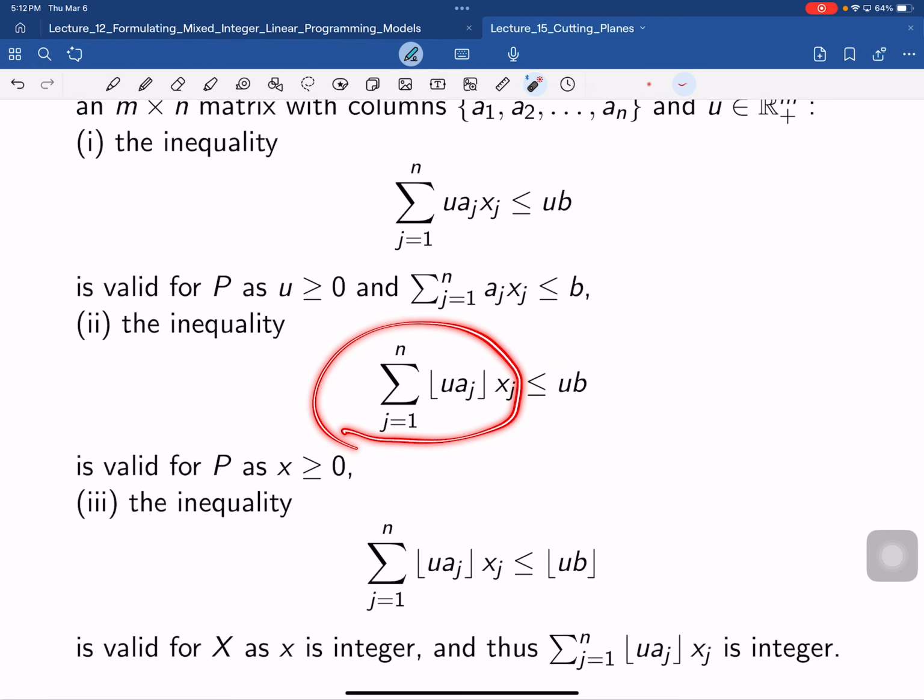because the left-hand side is an integer. If the right-hand side is not an integer, then you could round it down. So this is a valid inequality for the original integer program.